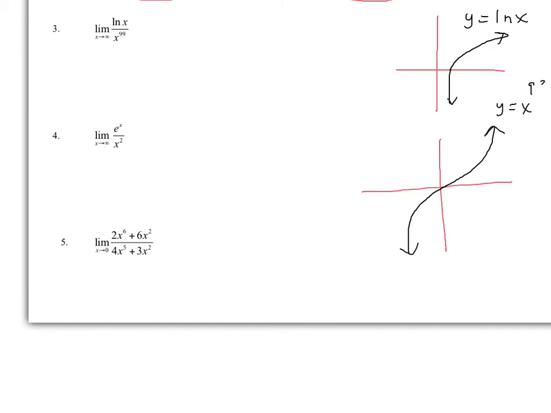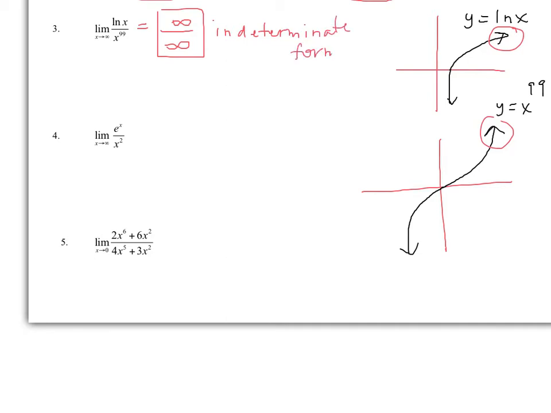Now, what's important for us is what's going on at infinity. So at infinity, you'll see for both of these graphs, the values keep increasing. So when we go over here and look at the limit, ln x is going to approach infinity, and so is x to the 99th. There's our indeterminate form. So we can apply L'Hopital's rule.